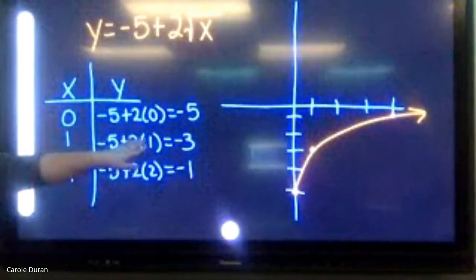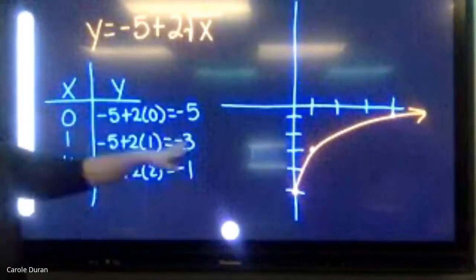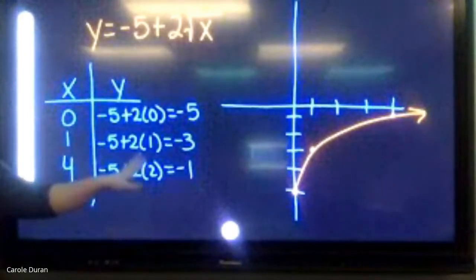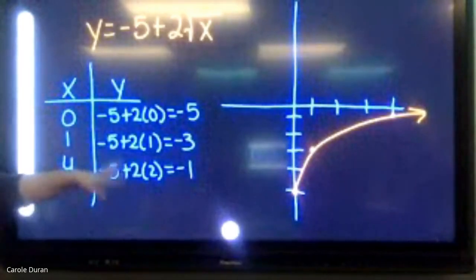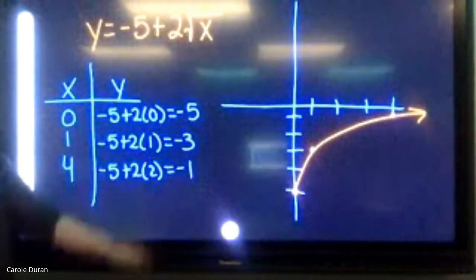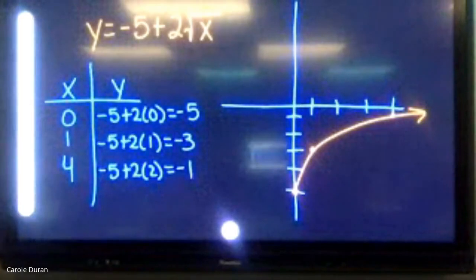When I plugged in 1, I got 1, which gave me 2, minus 5, which is negative 3. When I plugged in 4, I got 2. 2 times 2 is 4, minus 5 is negative 1. So we should have plotted the points 0, negative 5, 1, negative 3, and 4, negative 1.